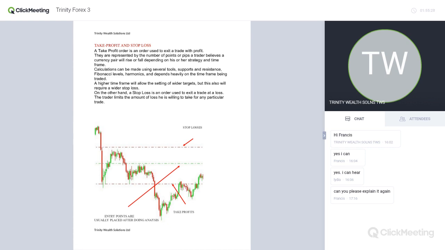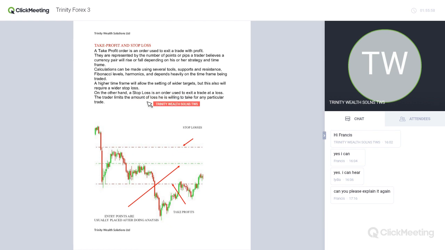If you're using a daily chart, or rather daily candlesticks, to do your analysis, and I'm using the 5 minute, our take profit and our stop loss will not be at the same level, and you're going to see how that is determined. So a higher time frame will allow the setting of wider targets, but this also will require a wider stop loss. On the other hand, a stop loss is an order used to exit a trade at a loss.